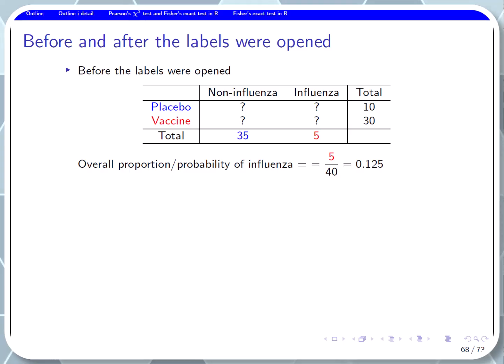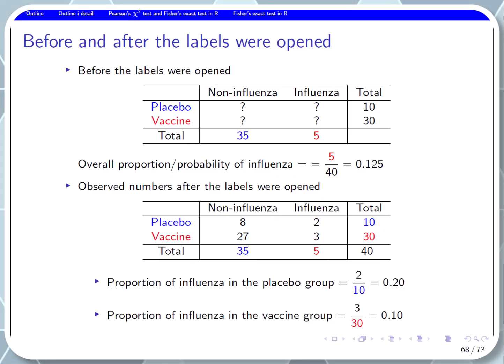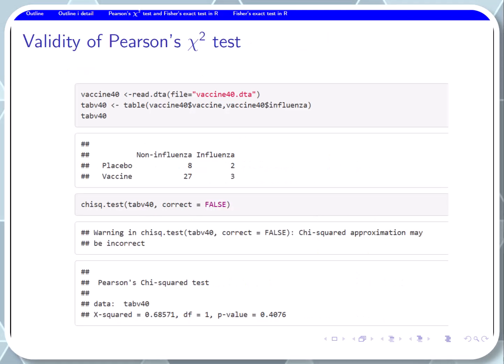Because the study was blinded, before the label was opened, it's unknown how many cases of influenza occurred in the placebo group and how many cases occurred in the vaccine group. After the label was opened, the following table shows the observed numbers. Based on the observed numbers, we can calculate the proportions of influenza for the placebo group and for the vaccine group.